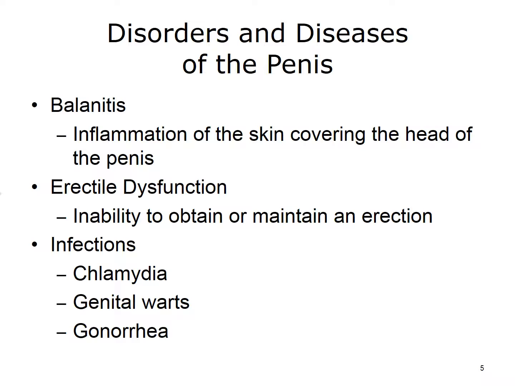Disorders and diseases of the penis can cause pain and affect a man's sexual function and fertility. Disorders of the penis include balanitis, which is the inflammation of the skin covering the head of the penis; erectile dysfunction, which is the inability to obtain or maintain an erection. Other problems include infections. One infection of the penis is caused by chlamydia, which is a common bacterial sexually transmitted disease. Symptoms include burning during urination or an abnormal discharge from the penis, but sometimes there are no symptoms.